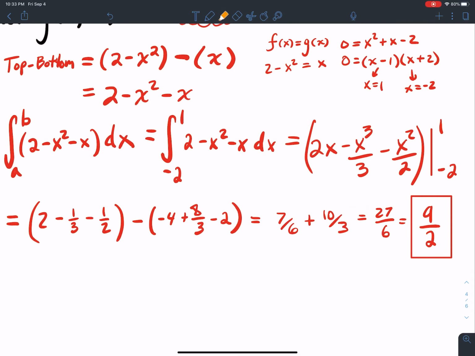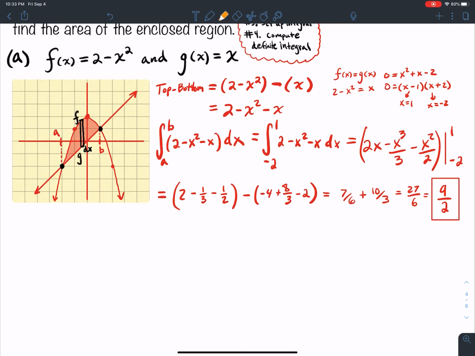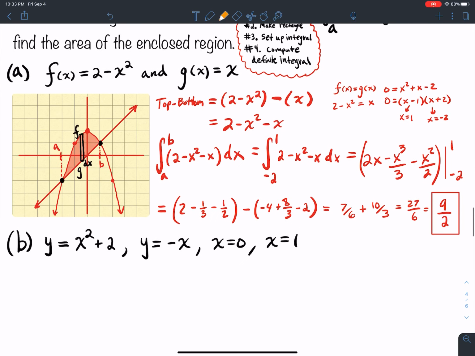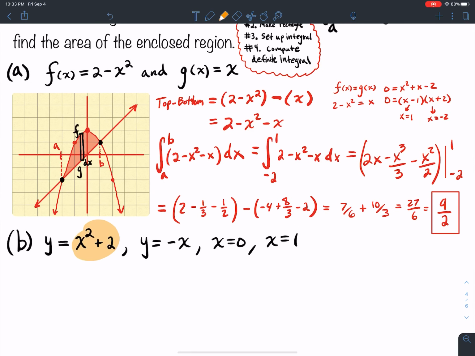Okay? Let's do one more. Make sure we got it. So we've got another parabola, and then this time my line has a negative slope. Okay?